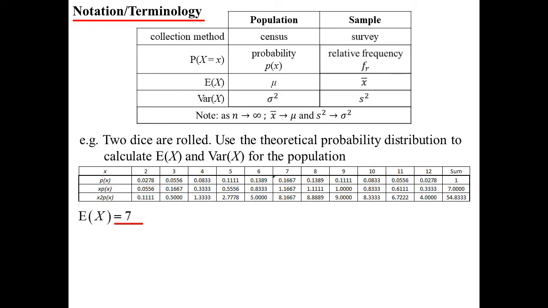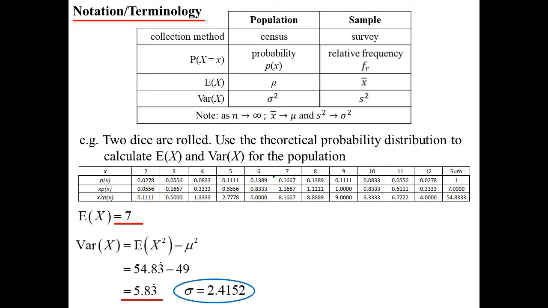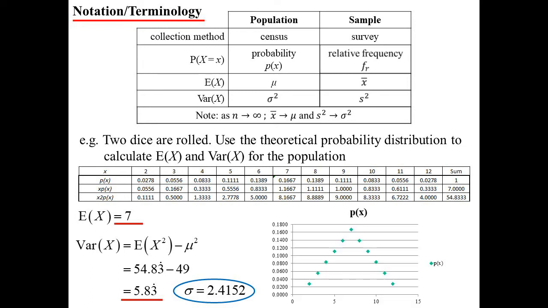So the expected value, the sum of xp(x), is 7. So when you roll 2 dice, the most logical answer would be I'm going to get a 7. The variance is 5.83 repeating. That means the deviation, find the square root of that, and that's probably an approximation, I would imagine, 2.4152. If I was to graph it, it would look like this. So theoretically, you've got a lovely symmetric graph.